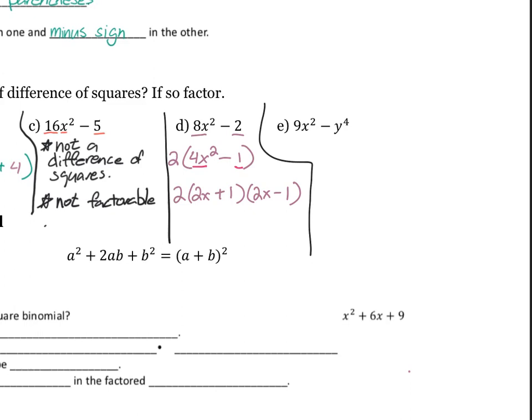Okay, so I've kind of saved the hardest one for last here, but I'm going to let you go ahead and give it a try. So pause the video, see if you can come up with it, and then rejoin me when you're ready.